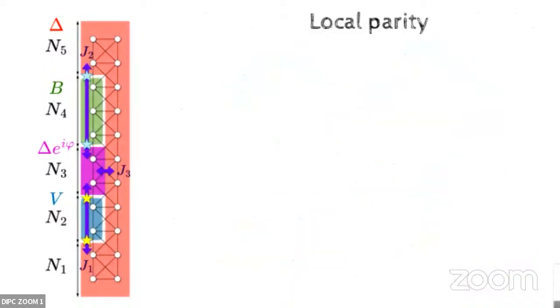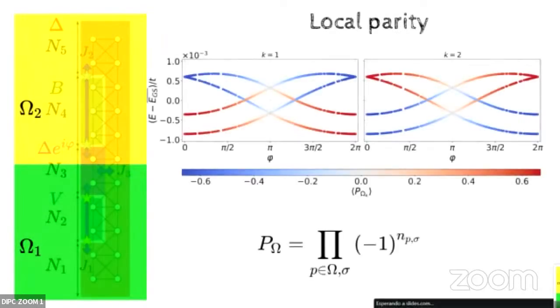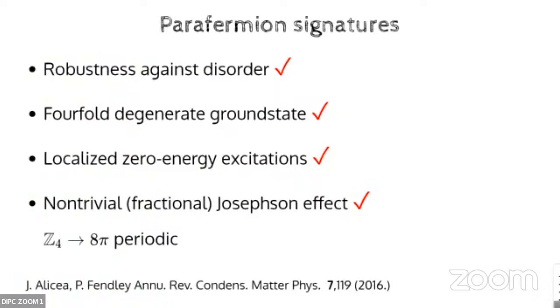Okay, I think I will skip these and basically go further. So what we find here is that I have shown you that we have a four-fold degenerate ground state, which is robust against charge disorder, where zero energy excitations live on the interfaces. And indeed, we find that with these interactions, we can make a 4 pi Josephson effect. That means that we have indeed managed to come up with a system where we have these parafermionic excitations.